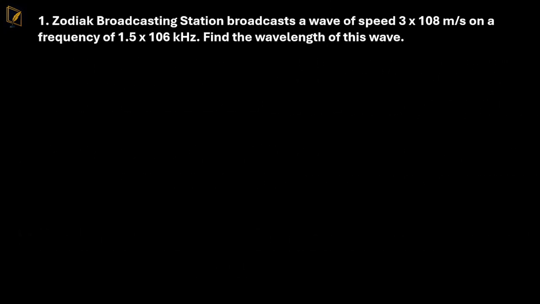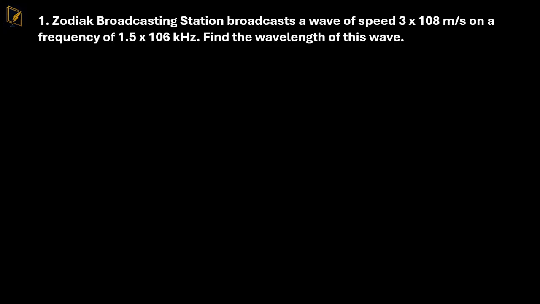We use two calculations in this case, the first one being: Zodiac Broadcasting Station broadcasts a wave of speed 3 times 10 to the power 8 meters per second on a frequency of 1.5 times 10 to the power 6 kilohertz. Find the wavelength of this particular wave. So how do you solve this one?